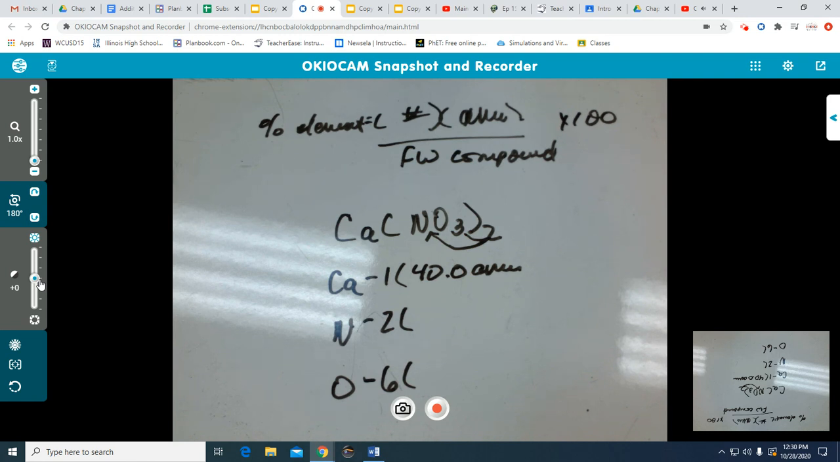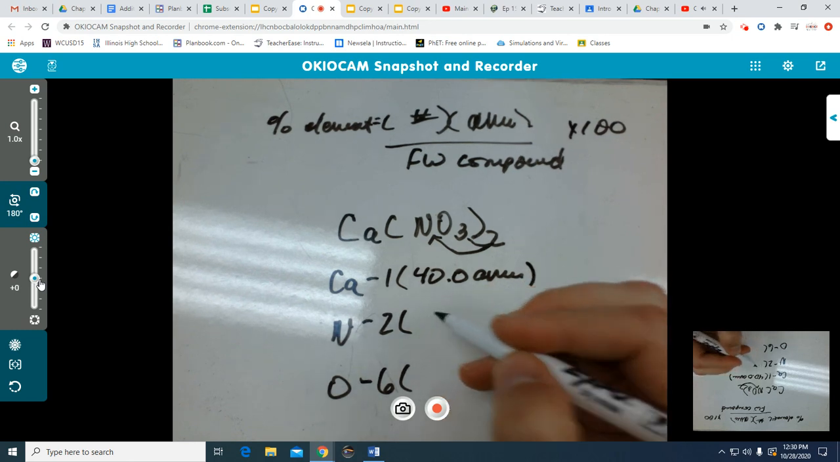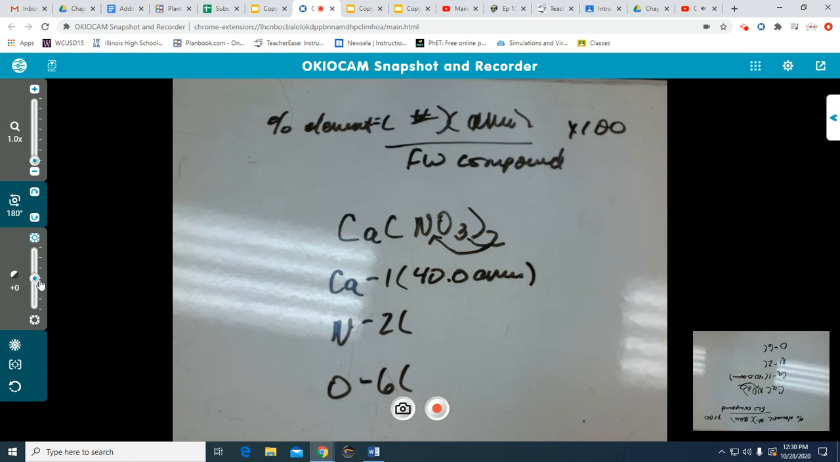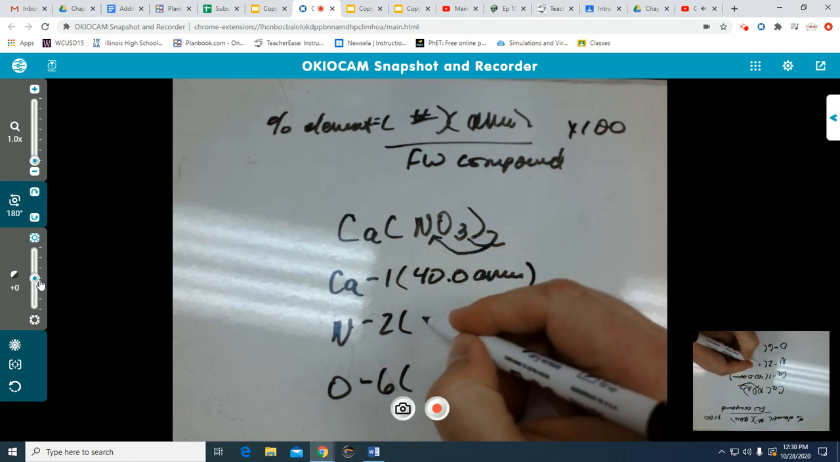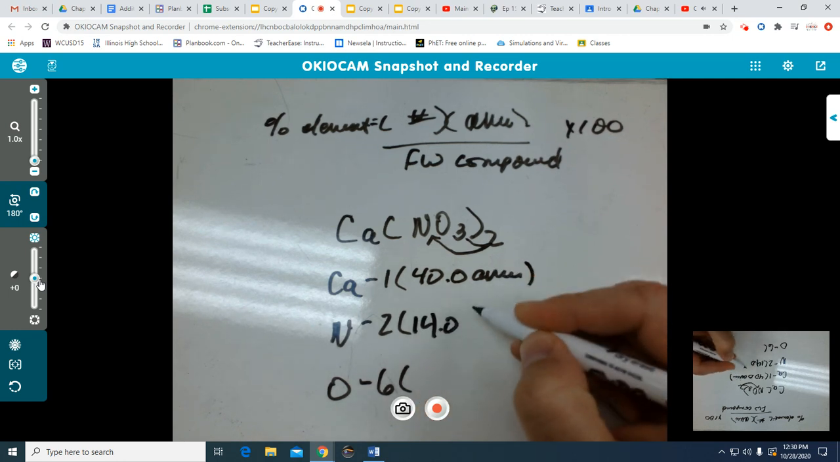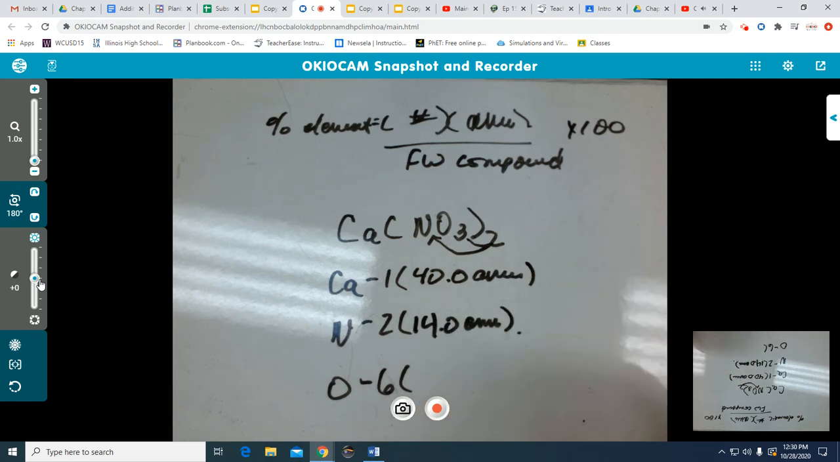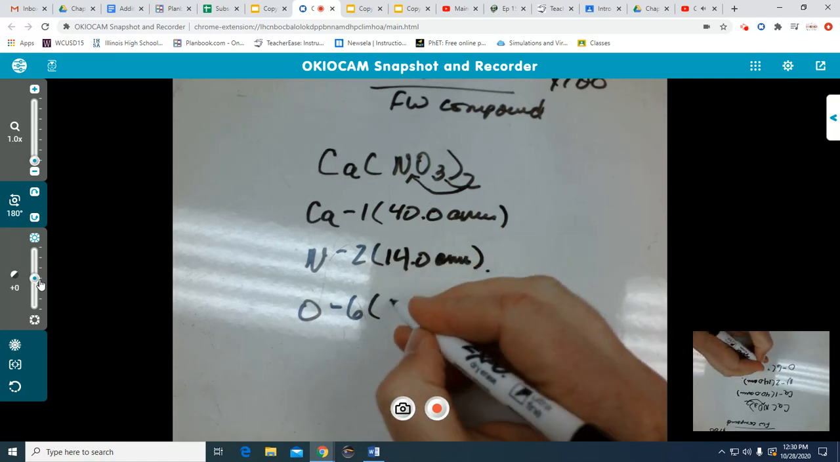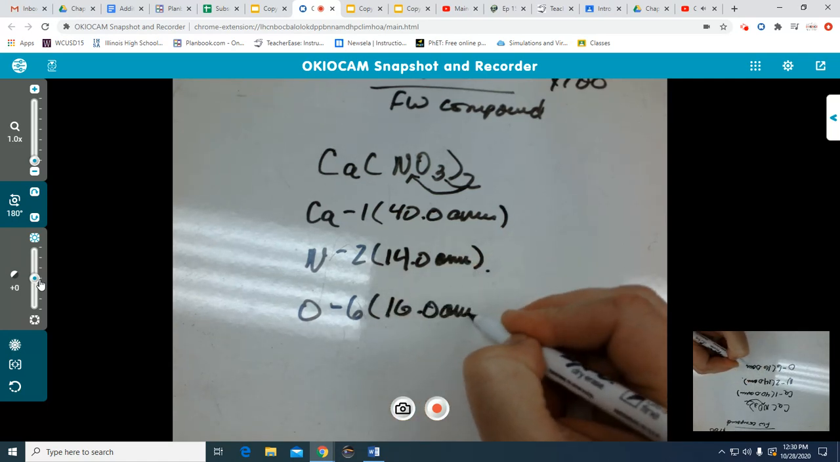Just for fun, I'm going to double check here. Sorry, I just had to check real quick, make sure I had the right numbers here because I don't want to screw up again. Nitrogen is going to have an atomic mass of 14.0 AMU. And oxygen, we've already known, is going to be 16.0 AMU.